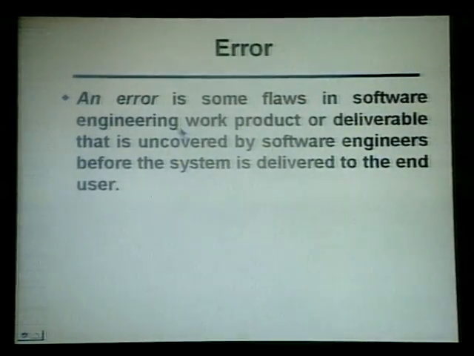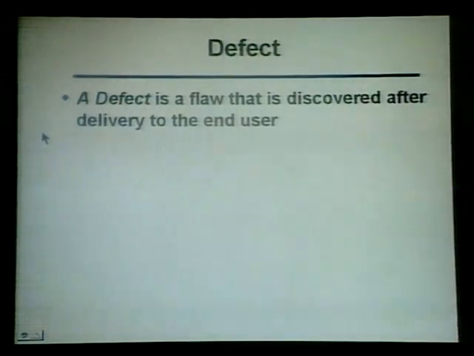But before we define and discuss software testing itself, it is important to understand the difference between an error and a defect in software engineering. In software engineering, an error is defined as a flaw in a software engineering work product or deliverable that is uncovered by software engineers before the system is delivered to the end users. A defect is a flaw that is discovered after delivery to the end user.